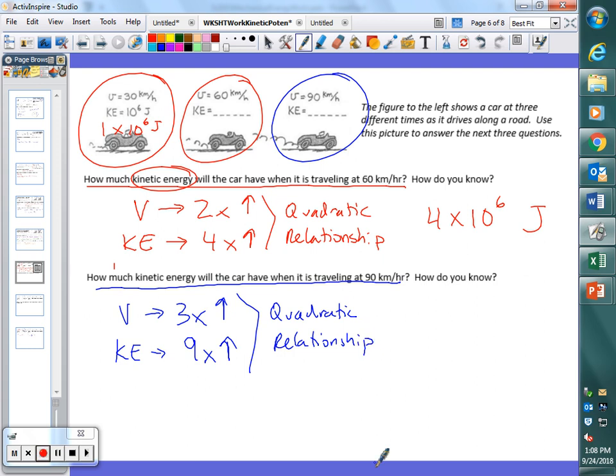So, how much kinetic energy should the car have now? 9 times 10 to the 6th joules. Because it's got to have 9 times as much energy as it had originally.